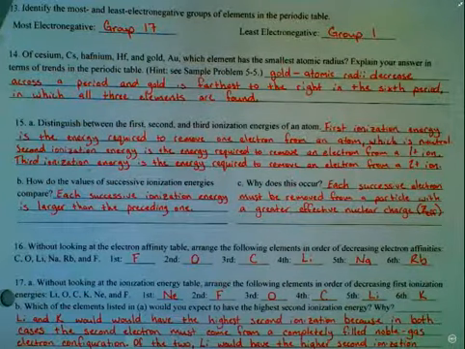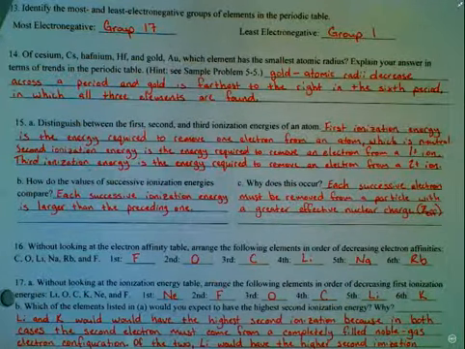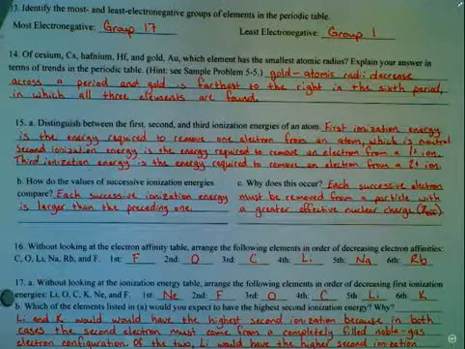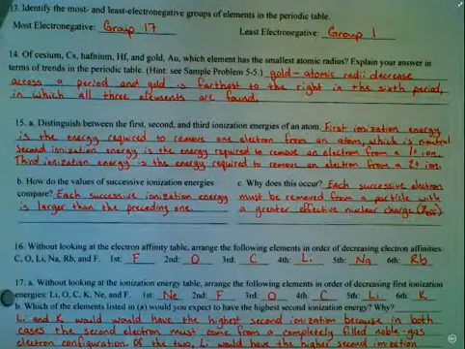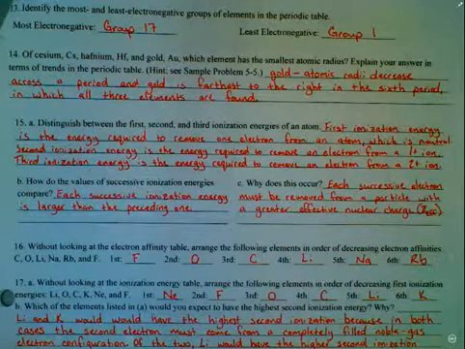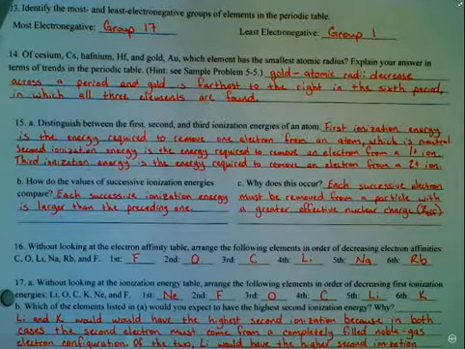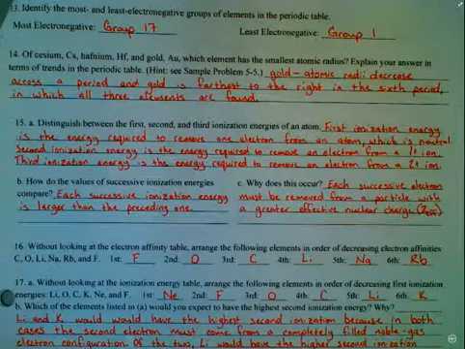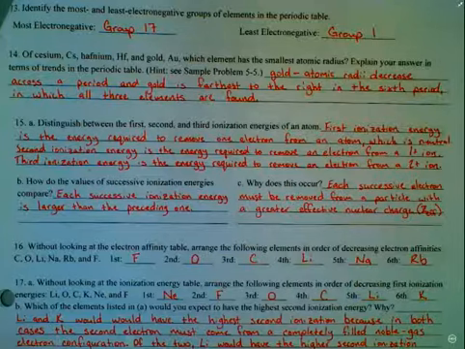B. How do the values of successive ionization energies compare? Okay, and so what's being asked here, if we know the values for the first ionization energy, second ionization energy, third ionization energy, which one's going to be larger? Well, the reality is that each successive ionization energy is larger than the preceding one. Okay, meaning out of all the ionization energies, the first ionization energy is going to be the smallest.